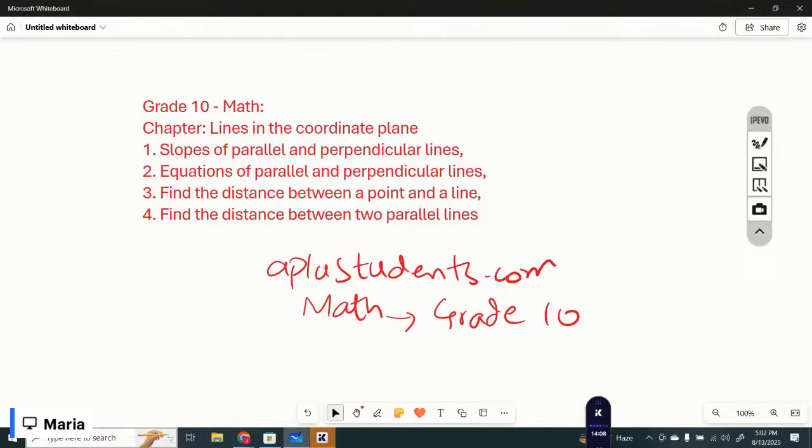Lines in the coordinate plane. The lessons we're going to cover today are slopes of parallel and perpendicular lines, equations of parallel and perpendicular lines, find the distance between a point and a line, and find the distance between two parallel lines. So please make sure you have your notebook and pencil so that you can note down the important examples and definitions as well.